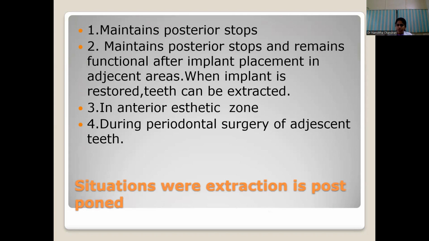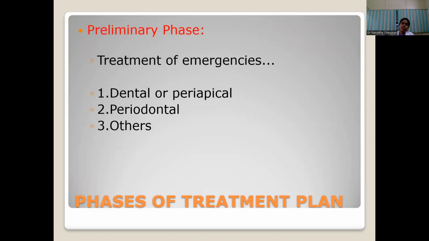Whereas in certain situations, like when the tooth is acting as a posterior stop, the tooth maintains the posterior stop and remains functional after implant placement in adjacent areas. So when the implant is restored, the tooth can be extracted. Also, if the tooth is present in the anterior aesthetic region, or during a periodontal surgical procedure in the adjacent region, you can extract it later. So these are situations where extraction is postponed to some other date.